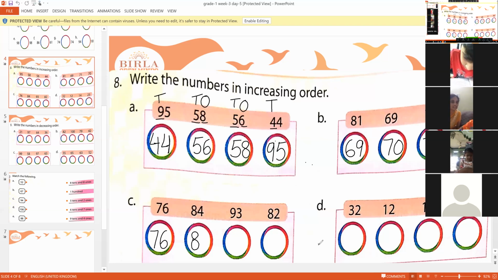After 82, what shall I write? 84 or 93? 84. Okay, 84. And in the last one, what shall I write? What is the last number? 93. Very good. 93. Okay, thank you. Very good.